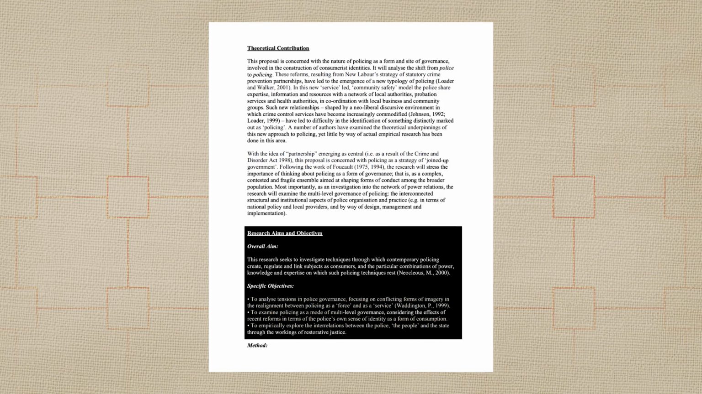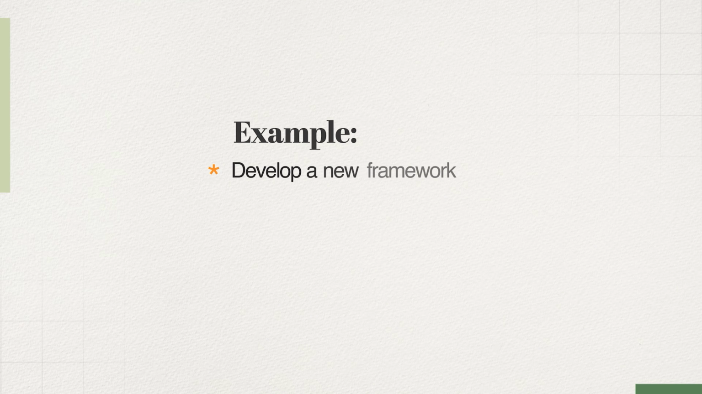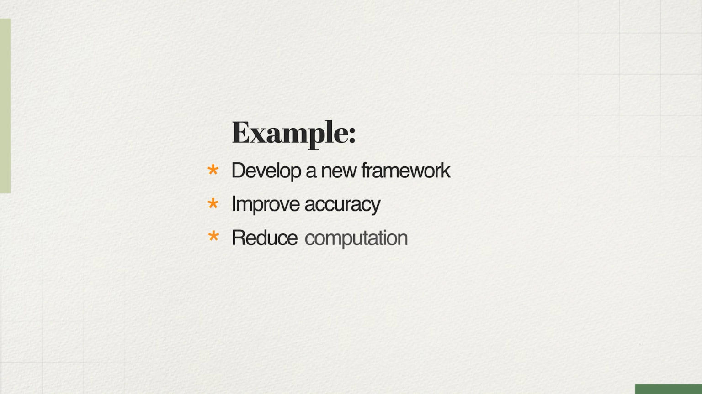Then there's usually another section on research objectives. This is where you want to clarify what you're doing, which is different from what's already done. Maybe you are developing a new framework. Maybe you are increasing the accuracy. Maybe you're reducing computation, making things optimized. And maybe you're just comparing methods.